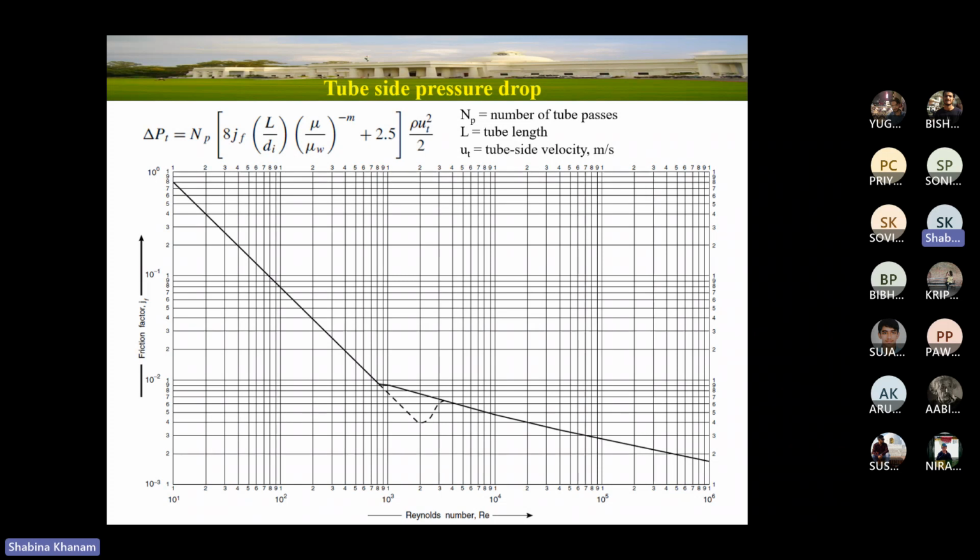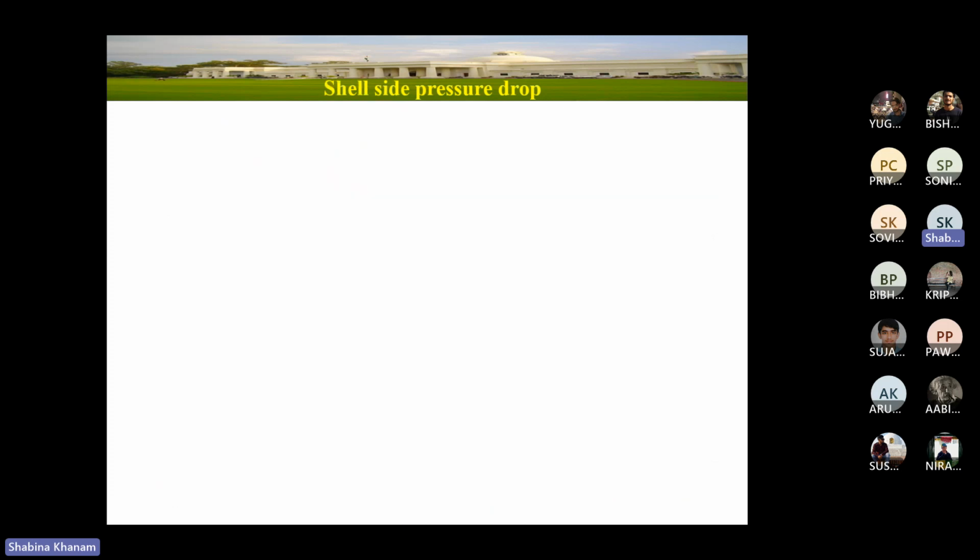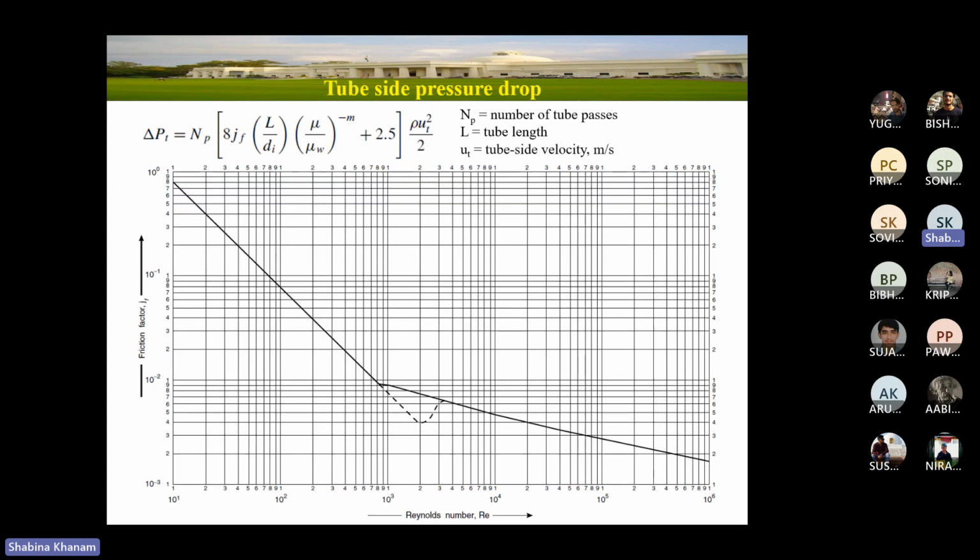If I ask you for 1 pass, that should be 4.5 by 2, so 2.25, right? But again, to consider some of the minor losses, we consider 2.5 as the head loss, or we can say 2.5 as the friction loss in 1 pass only. That's why it is multiplied by the number of passes. So 2.5 comes from there. Ut is the tube side velocity, which you have already calculated. So based on that, you can find out the tube side pressure drop.